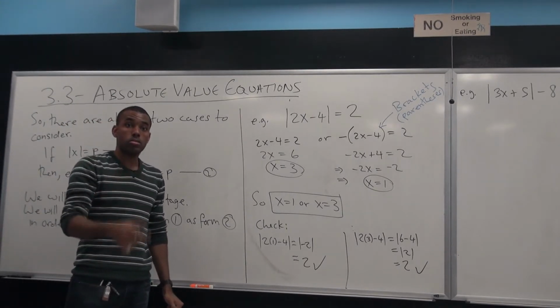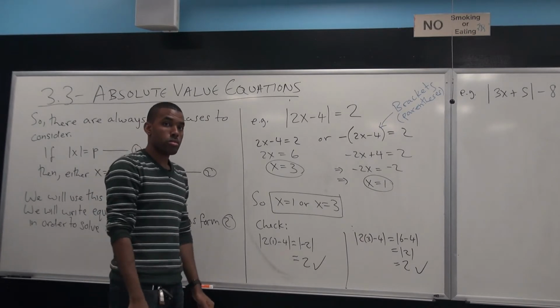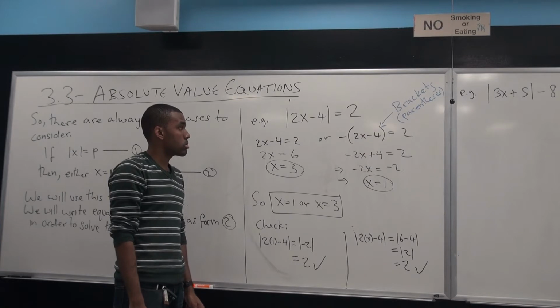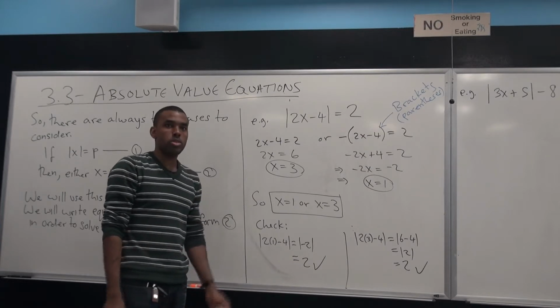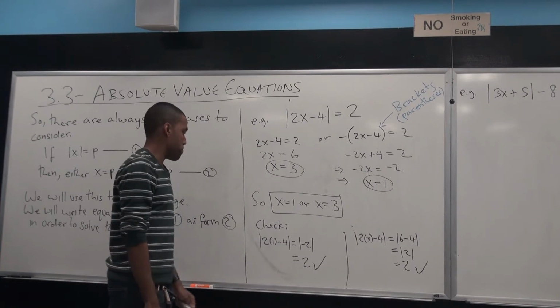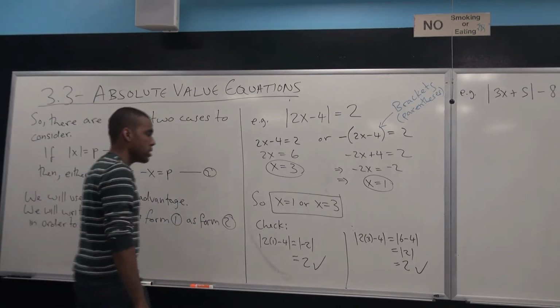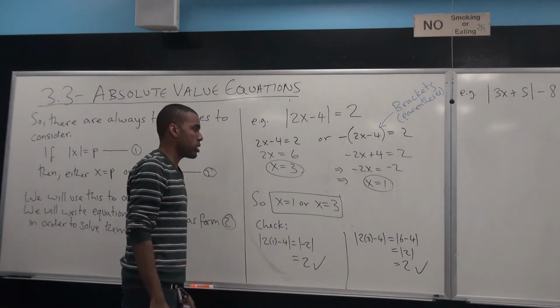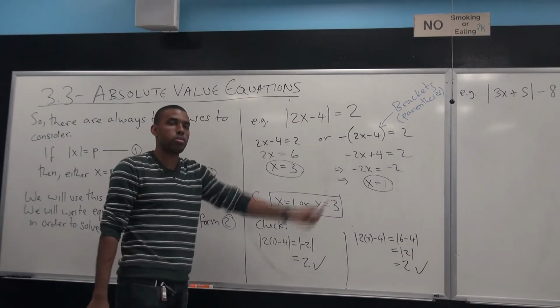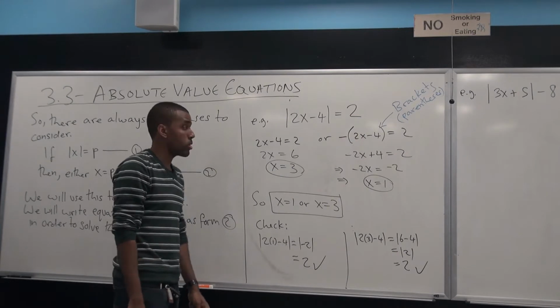Yes? Can you combine both equations so you don't do different equations? Am I explaining myself? No, you'd have to deal with them separately. When we get to inequalities, there will be a way to do two things at once, but not here. If it's an equal sign, you have to consider the two cases separately. It's just how it works.